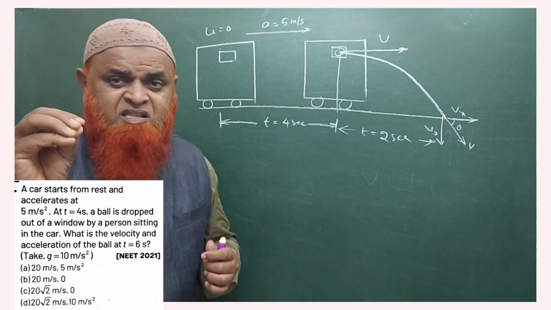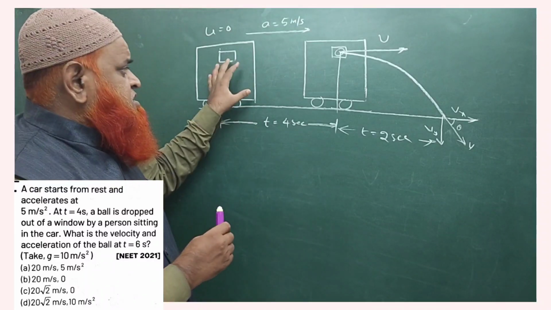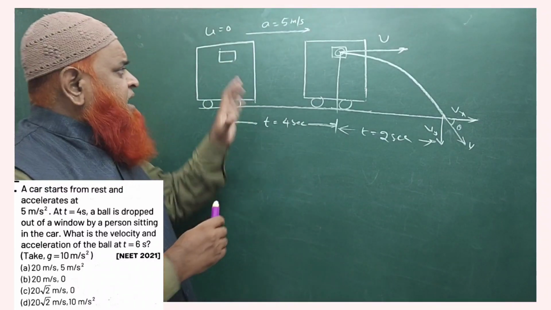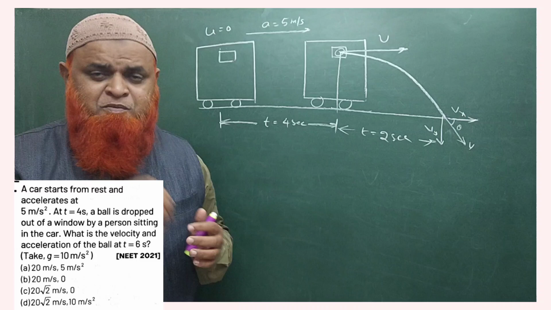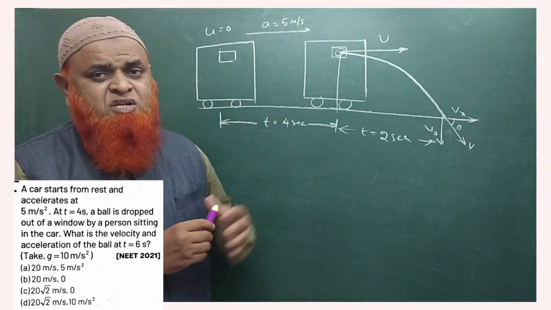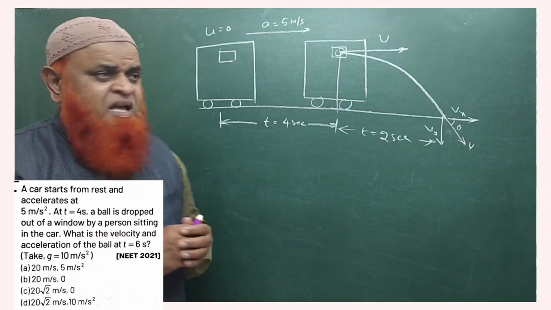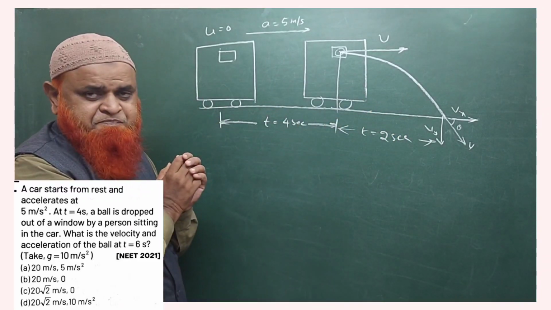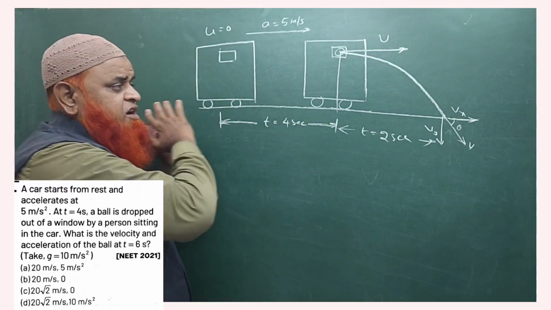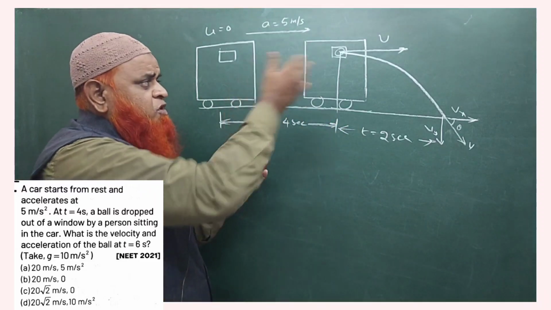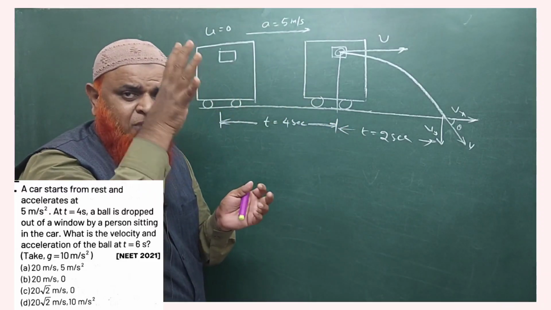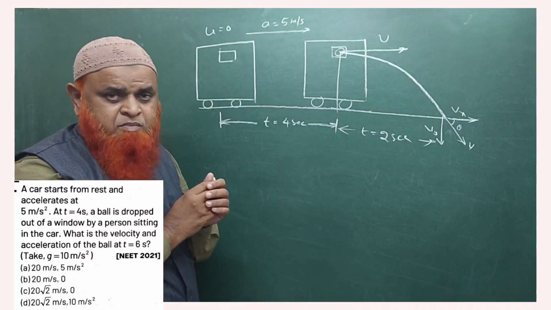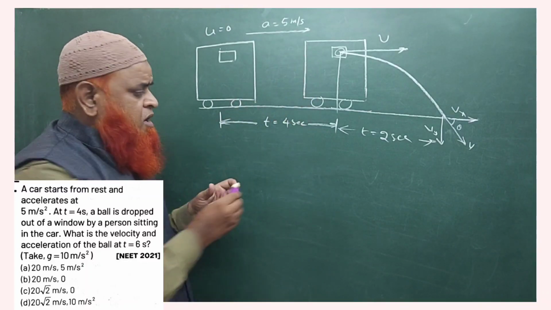So he has given that there is a car. This is a car, and it is starting from initial velocity 0. It gains an acceleration of 5 meters per second square. The car travels forward for 4 seconds. After 4 seconds, the ball is dropped from the window.